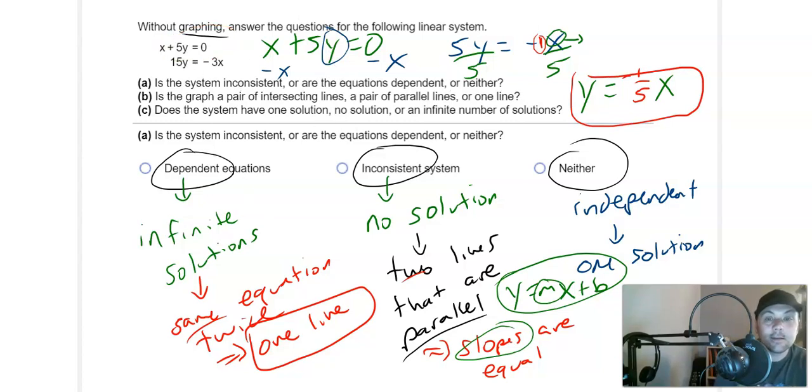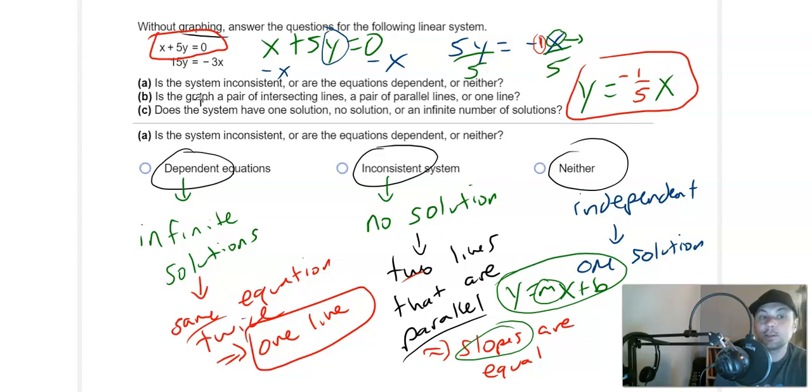Let's do the same thing. I do a bad job of putting boxes around things. Okay, let's do the same thing with the bottom equation. Solve it for y. This one's going to be a little bit easier. You just have to divide 15 to the other side to get y by itself. So I'll go ahead and finish that over here. We're going to get y equals negative 3x over 15.